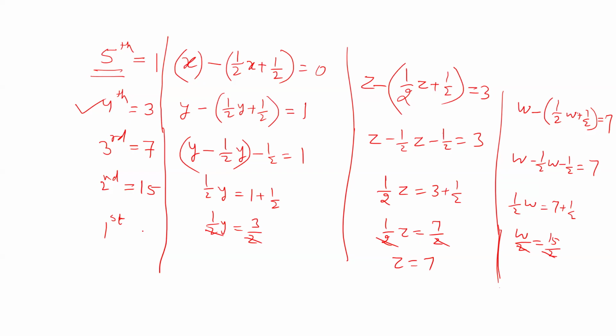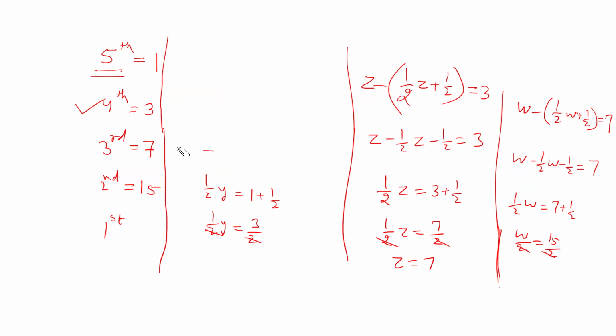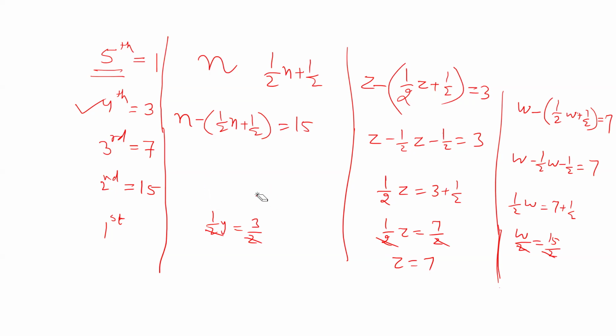Now let's see how many apples there were when the first customer visited him. Let's say the number of apples with him before the first customer visited was N. So to the first customer, he gave half of N plus 1 by 2. So when we subtract, N minus 1 by 2 N minus half will give us 15, which is the number of apples left with him before the second customer visited.